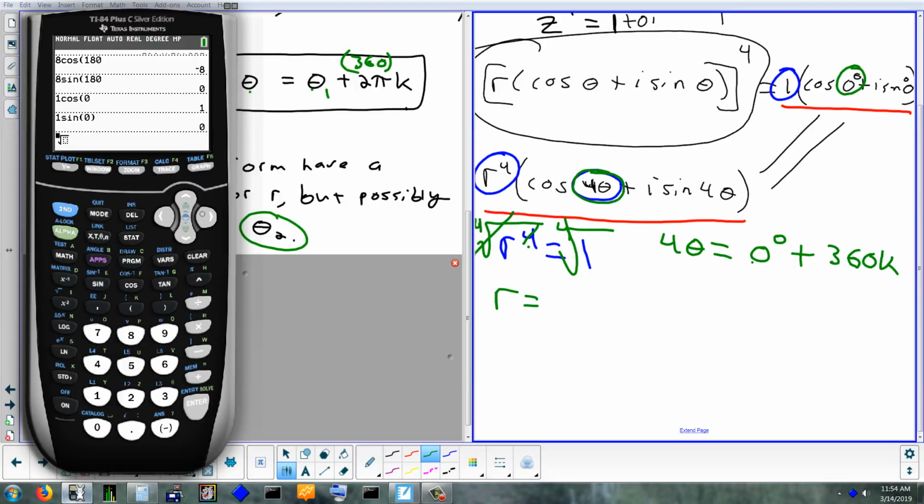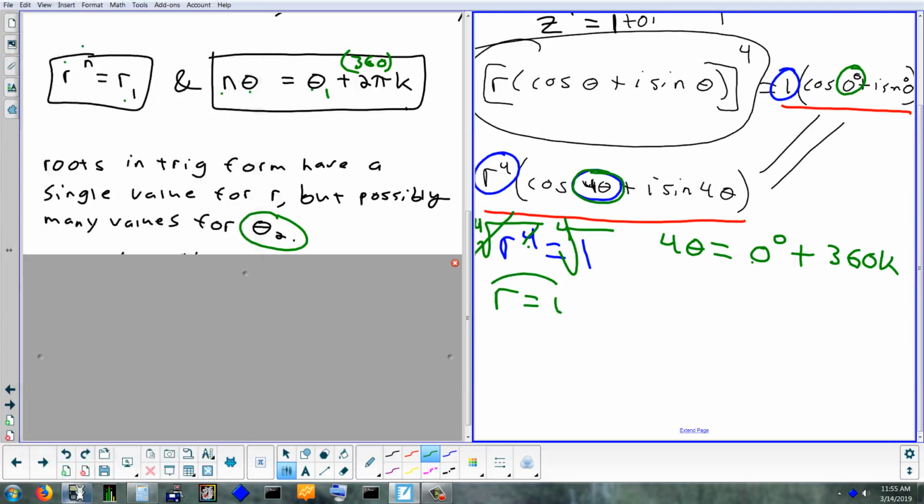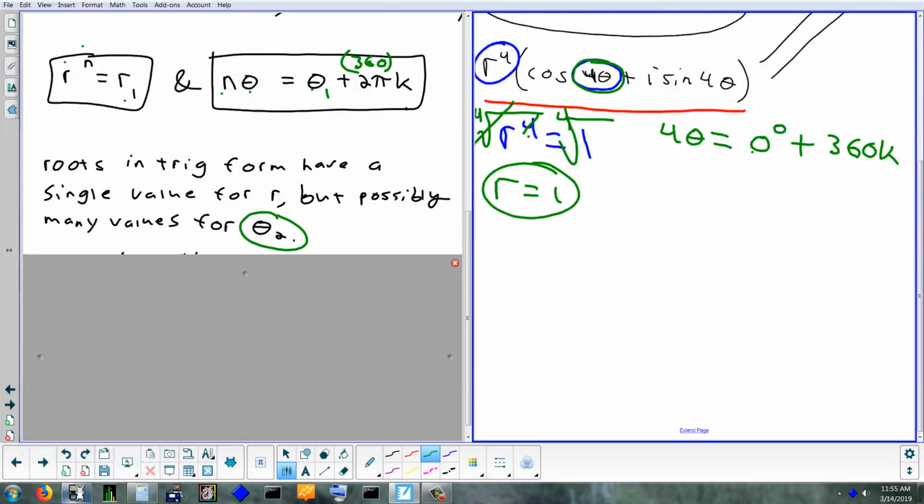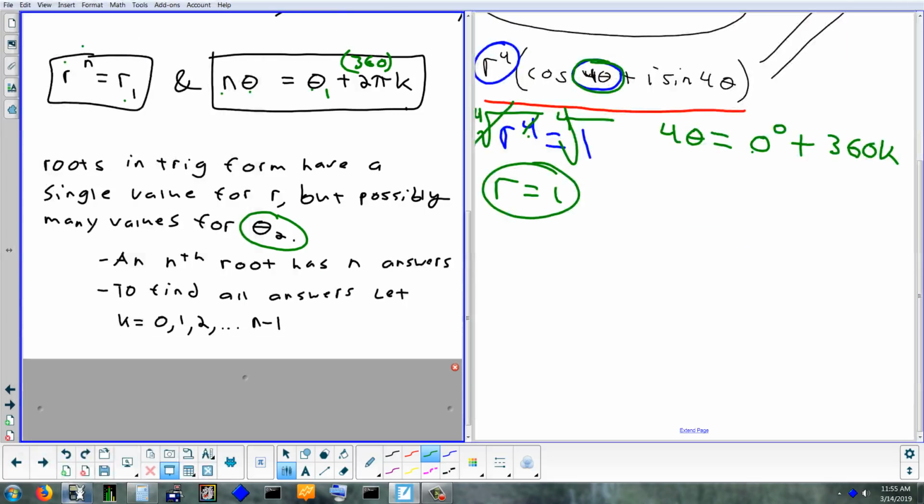And what are we taking the 4th root of here? 1. So what is the 4th root of 1? 1. That's just 1. So nothing interesting there. So I'm going to have 4 answers to this problem. Every problem is going to have r equals 1. So an nth root has n answers. 4th root, 4 answers. Now, what is that k thing for?